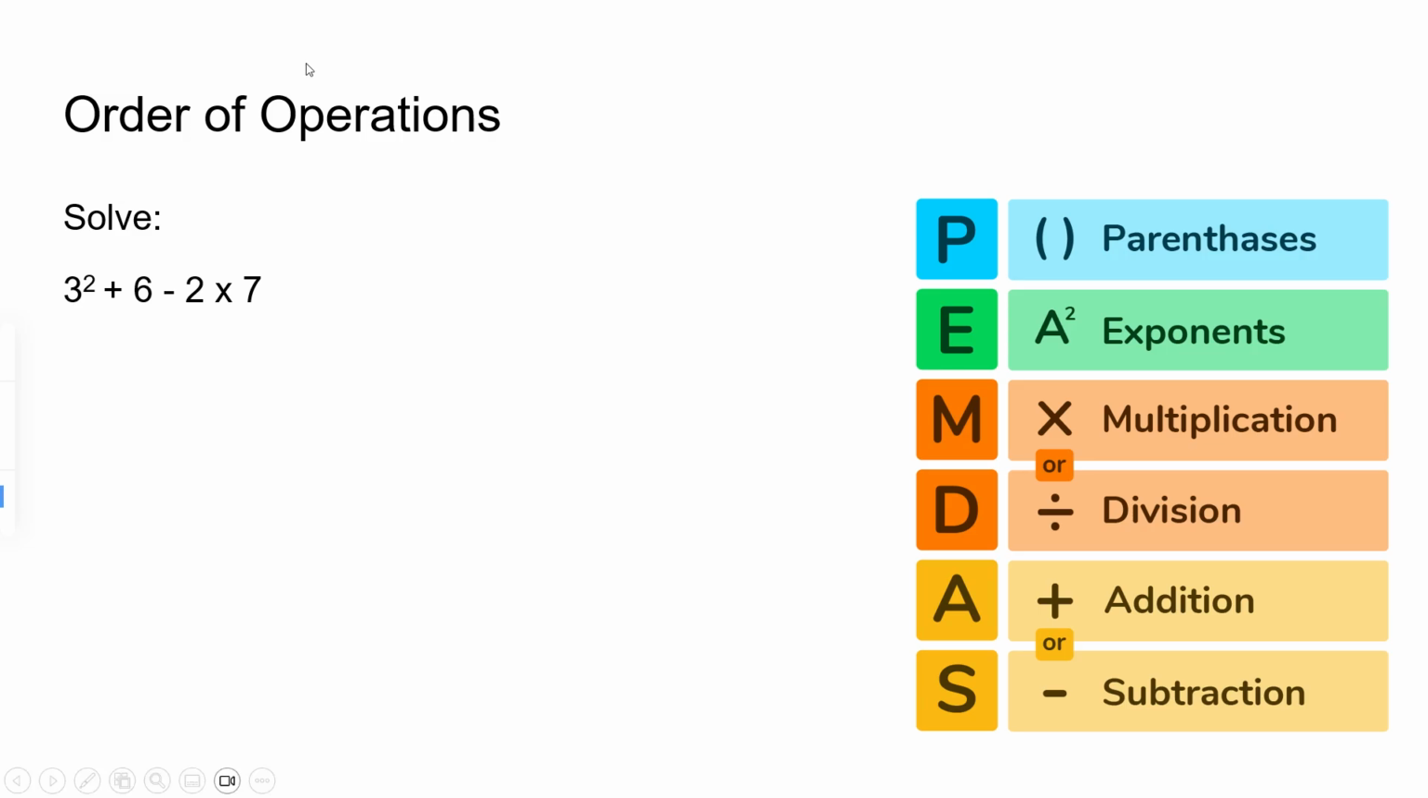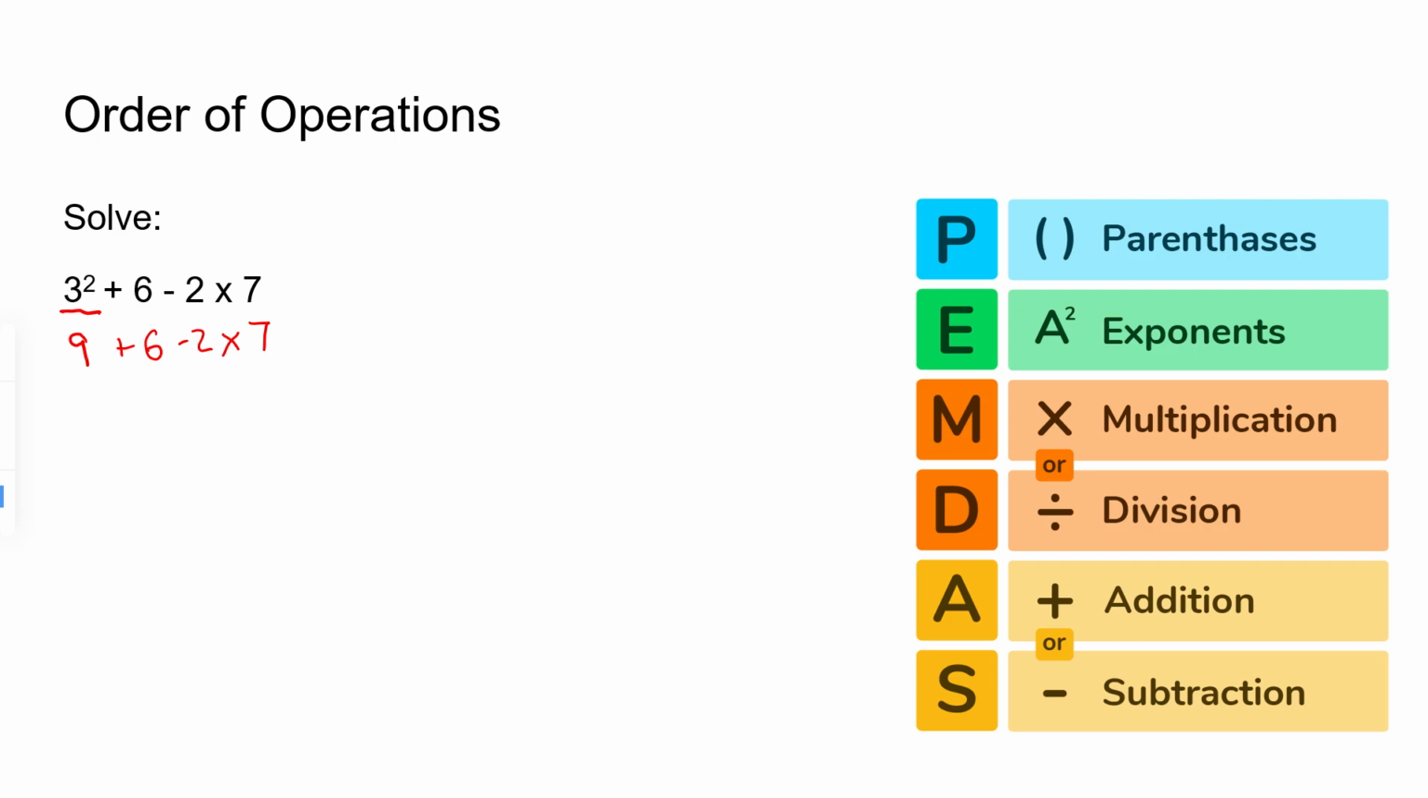First, you would look for any problems with parentheses. There's no parentheses in this problem, so then we're going to look for exponents. We do have an exponent, here's our first exponent. So we have 3 squared. 3 squared is 9. So we're going to do this exponent. We're going to put a 9, and then to make things clear and keep everything in order, I like to just rewrite the rest of the problem once I've solved a portion of it. Plus 6 minus 2 times 7.